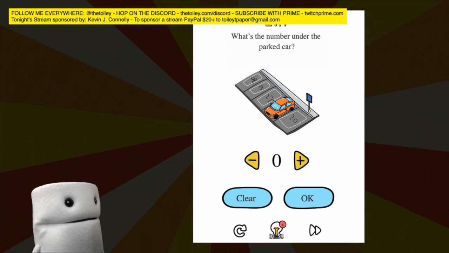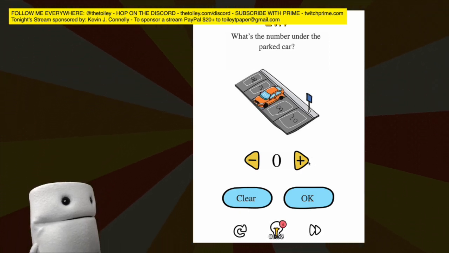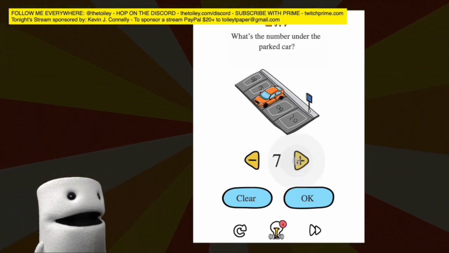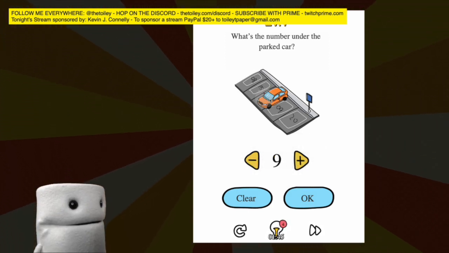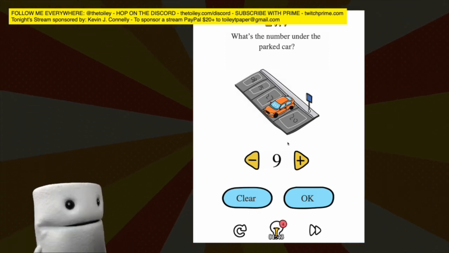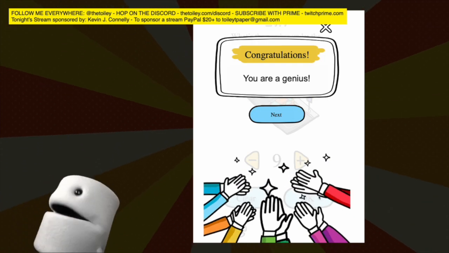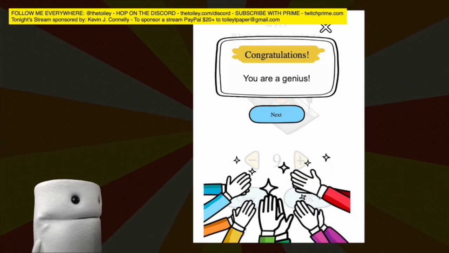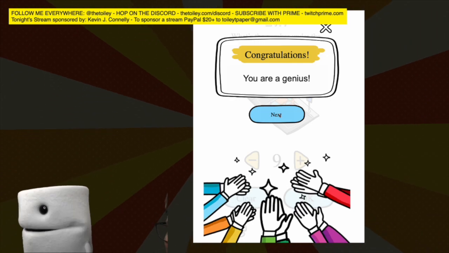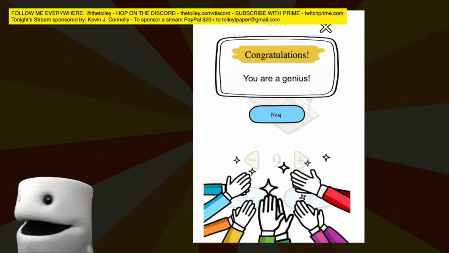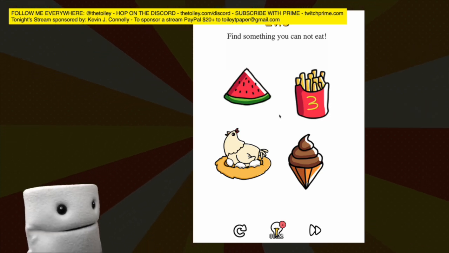I bet you can move the car. Oh my God. Oh my God! Now I'm gonna put this son of a bitch back because I don't want them to go, no, it's 27. Oh my God. Who said that? Who said that? Razor XX4. You're genius. Find something you cannot eat.